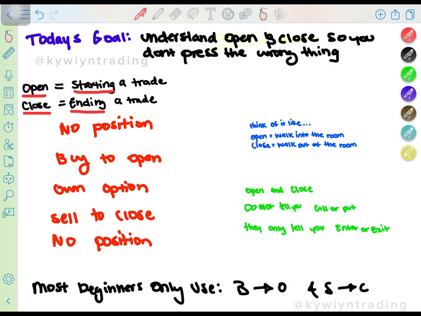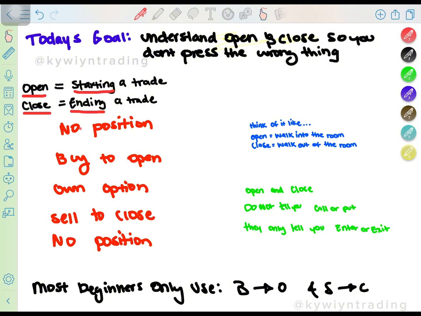So before you trade, you own nothing. You own absolutely nothing. That's why it says no trade. After the trade, you own one option contract or however many you decide to buy. Simple. You own nothing, and then once you buy, you own something.